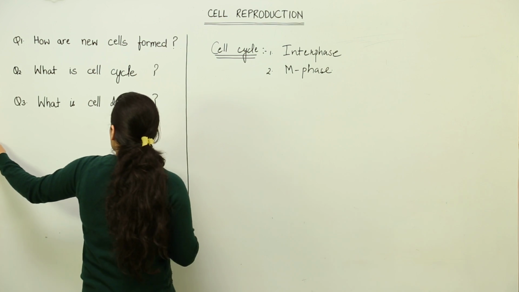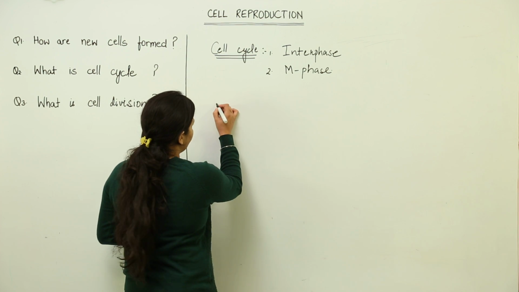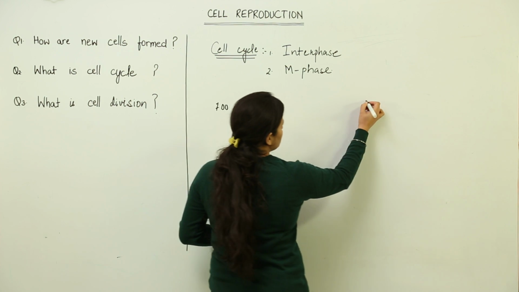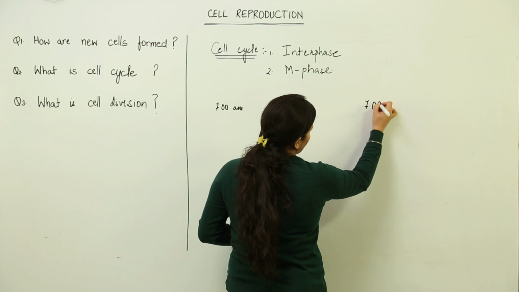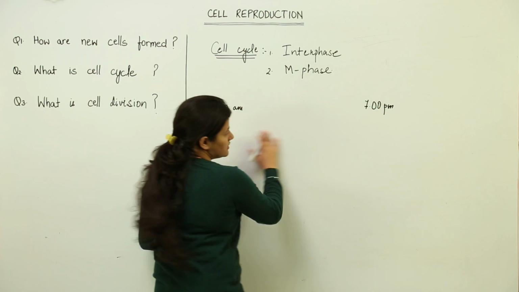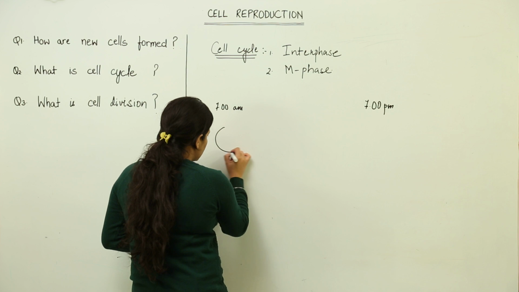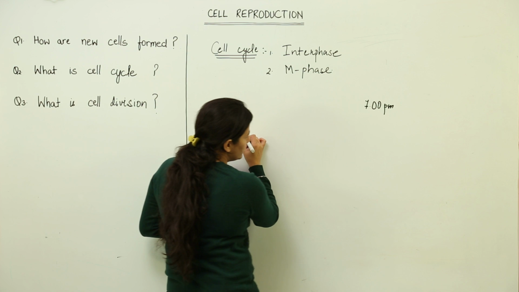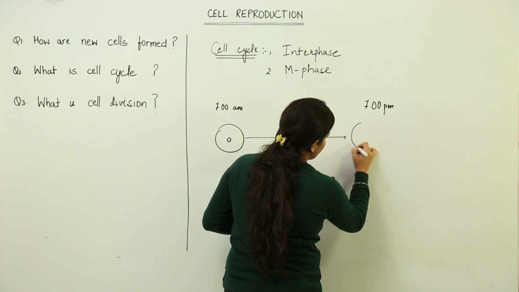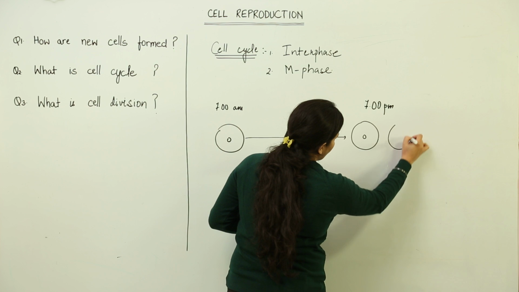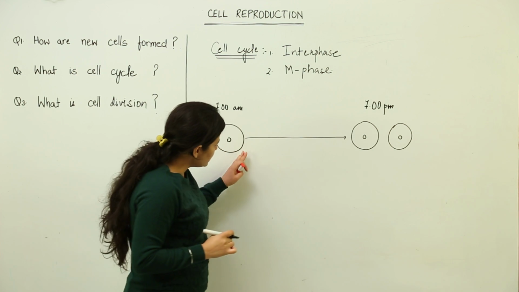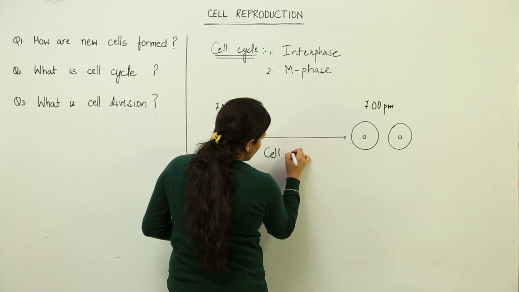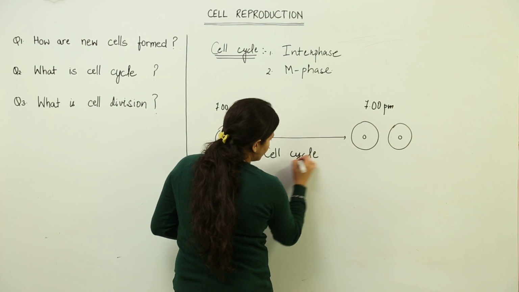So please see, supposedly I am taking a cell at 7 in the morning. The cell has a lifespan of 12 hours. That means it has to divide into two cells after 12 hours. This is the lifespan of the cell. This cell was a single entity in the beginning of its lifespan. It has to undergo certain changes and divide into two cells after 12 hours. This is the lifespan of the cell, and this particular passage or the activities that the cell is going to undergo is known as cell cycle.